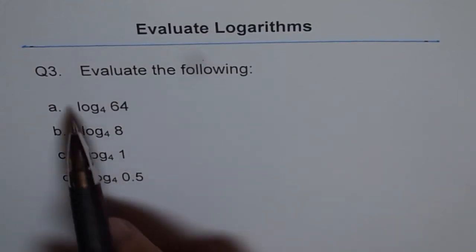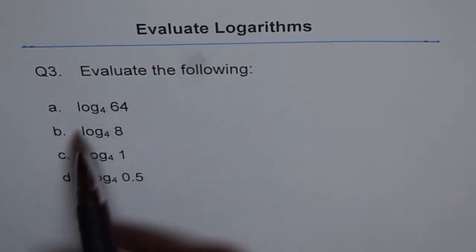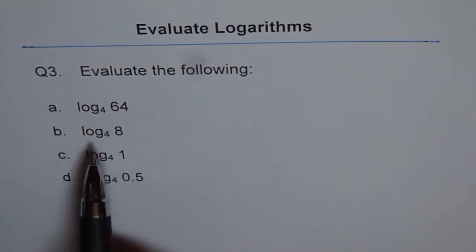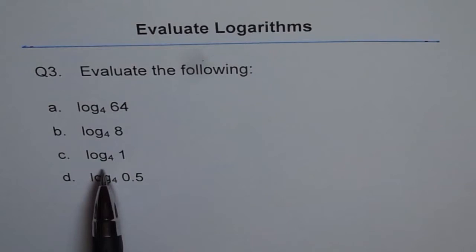Evaluate logarithms, question 3. Evaluate the following: log to the base 4 of 64, log to the base 4 of 8, log to the base 4 of 1, and log to the base 4 of 0.5. Correct? Here is my solution.